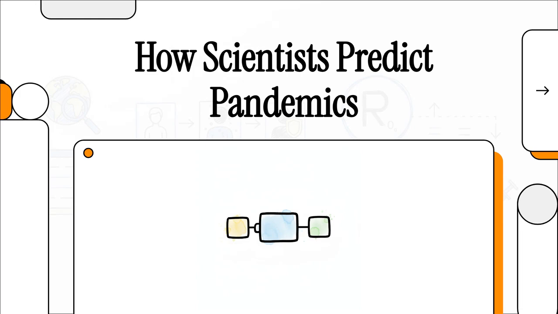When a new disease hits, it feels like chaos, right? It's confusing, it's scary, but what if I told you there's a science to predicting it? Today, we're going to pull back the curtain and see exactly how scientists work to turn that chaos into clarity.